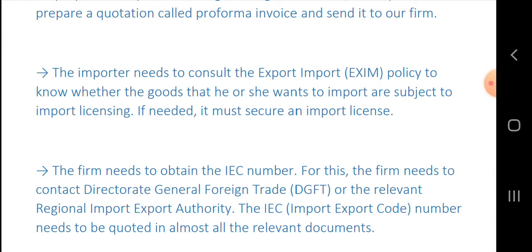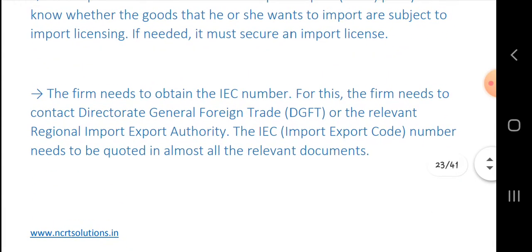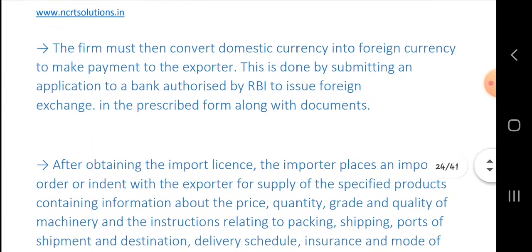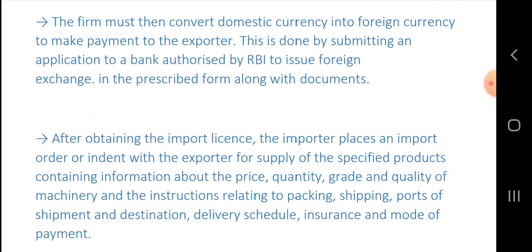whether the goods that he or she wants to import are subject to import licensing, and the firm needs to obtain an IEC number. For this, the firm needs to contact the Directorate General of Foreign Trade or the relevant regional import-export authority. Next, the firm must convert domestic currency into foreign currency to make payment to the exporter, and this is done by submitting an application to a bank authorized by RBI to issue foreign exchange in the prescribed form along with the documents.